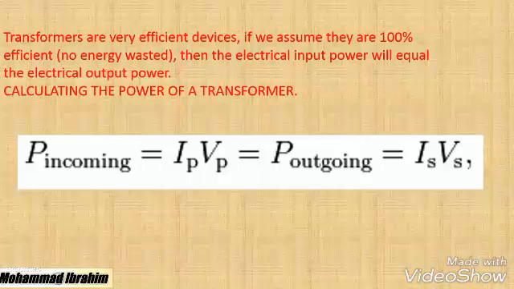Now let's calculate the power of the transformer. This is a really important equation which can come in your exam. The power incoming, P stands for power, equals the current in the primary coil, I stands for current, P stands for primary, times the voltage in the primary coil, V. So IP VP equals the power outgoing, which equals the current in the secondary coil times the voltage in the secondary coil, IS VS.